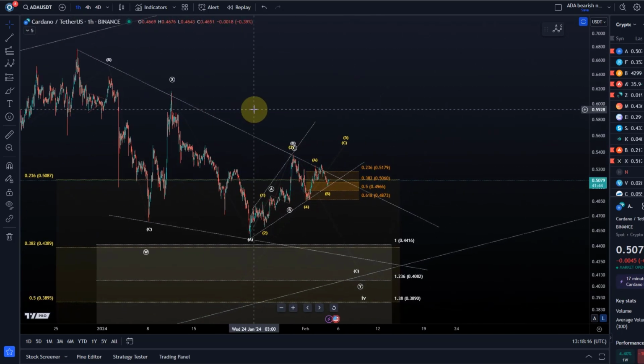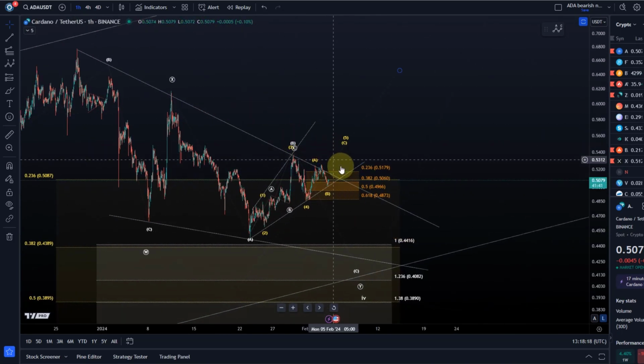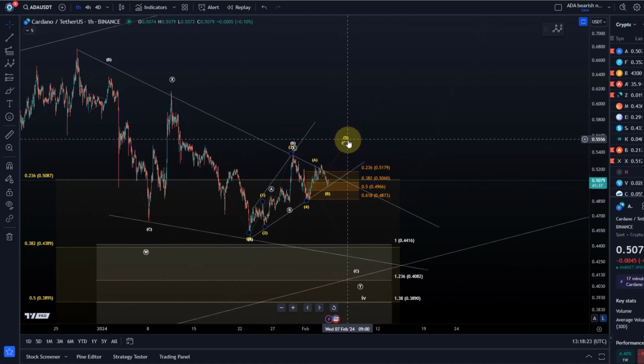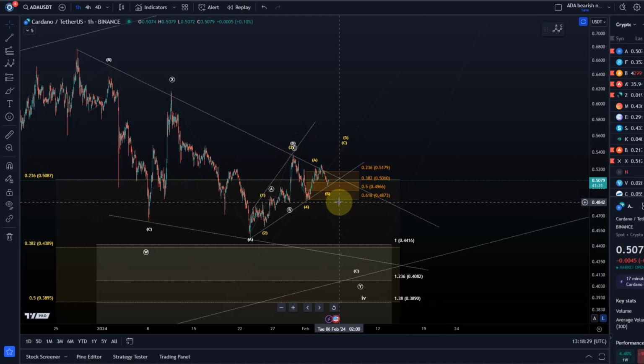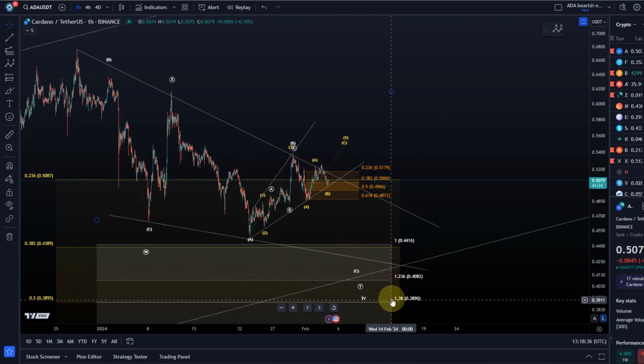That's why we just need to let the market reveal its true intentions first. By, for example, giving us 5 waves to the upside, then we can work with that at a support area for the subsequent pullback, or by breaking below micro support, then at least we have a clear preference towards a C wave that could reach 44 or even 39 cents. That's my update about ADA.